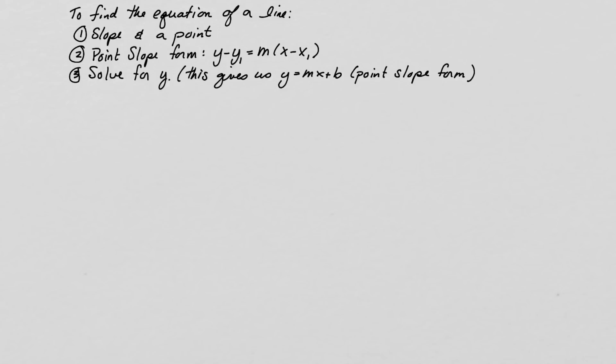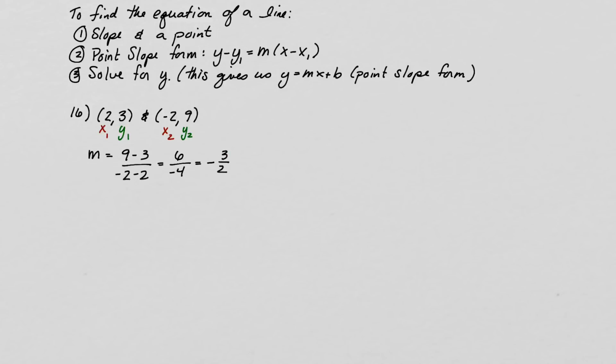So let's try some. Problem number 16 gives us the points (2, 3) and (-2, 9). So just like in the last problems with the slope, that's x1, that's x2, here's y1, here's y2. So the first thing I'm going to do is find the slope. So the slope is going to be 9 minus 3 divided by -2 minus 2. So 9 minus 3 is 6, -2 minus 2 is -4, and I could reduce that to -3/2.